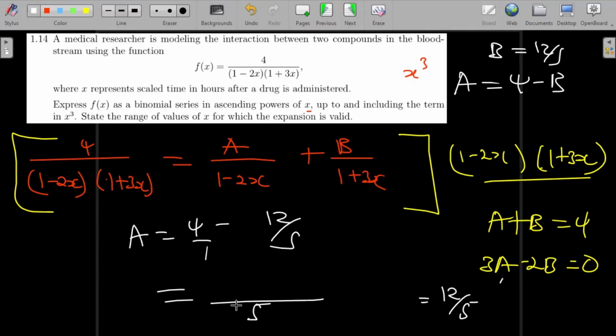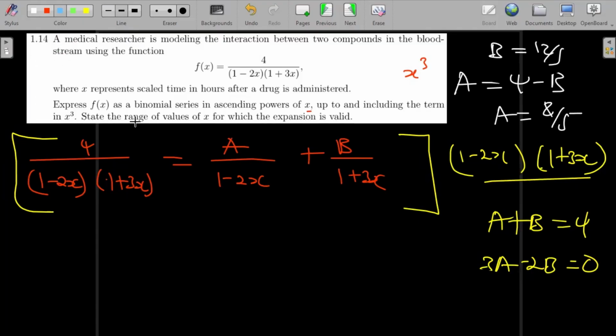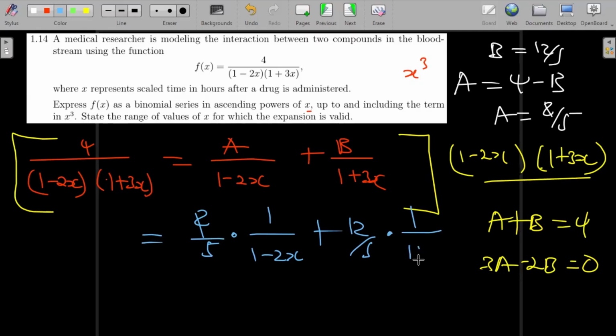So 5, 120 minus 12 is equal to 8 over 5. Okay, so it means a is equal to 8 over 5. So when we express this in partial fractions, the value of a is 8 over 5, multiplied by 1 over 1 minus 2x, plus the value of b, which is 12 over 5, multiplied by 1 over 1 plus 3x. Okay, so this is what we have here.